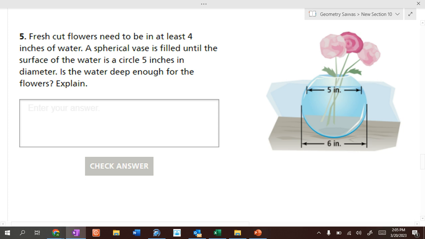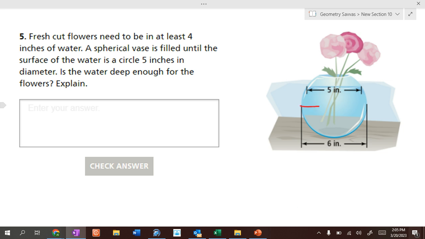Okay. These fresh flowers need to be in 4 inches of water to stay healthy. Is there 4 inches of water in this bowl? Do we know? Well, figure it out. I don't know how this bowl is standing up because it's perfectly round at the bottom. It would just start rolling around the table, I would think, but whatever.